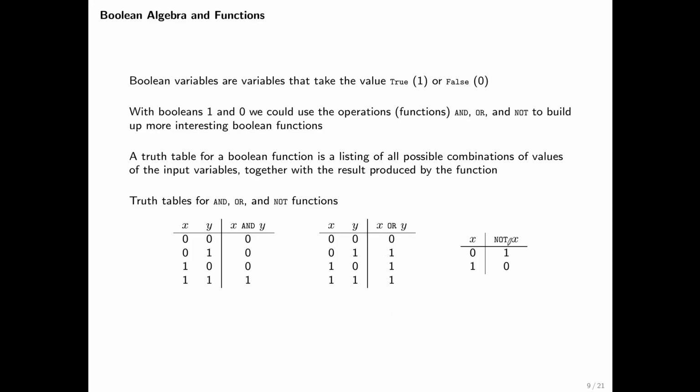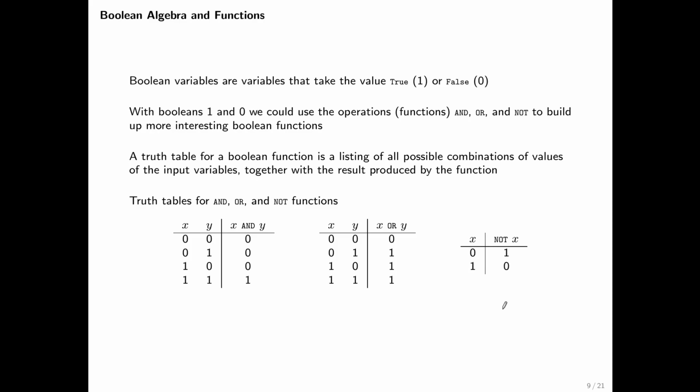Okay, and then finally we have the NOT function. The NOT function is a function of one Boolean variable. And since there is just one Boolean variable, the number of rows you have is 2, just two possibilities. X can be 0 or 1. And the output is extremely simple. It's the opposite of the input. So if X is 0, the output is 1. If X is 1, the output is 0.